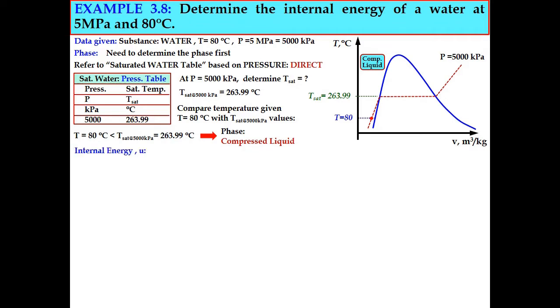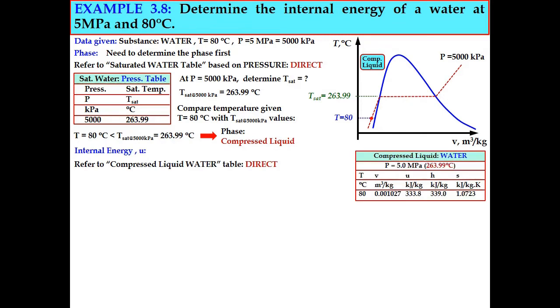Okay, for the internal energy value, we need to refer to the compressed liquid water table, so we can obtain it directly. Because the pressure is 5 megapascal, we can get the data from the table, at 5 megapascal and temperature 80 degrees Celsius. In order to use the compressed liquid table, at least you need to have two pieces of information. For this case, we already have the pressure and the temperature. So from the table, we can determine the value of u, internal energy, where u equals 333.8 kilojoule per kg, as stated in the table.